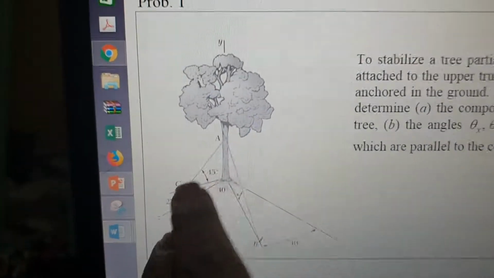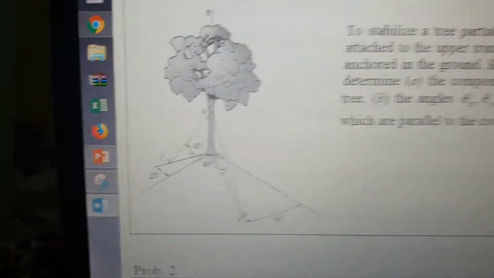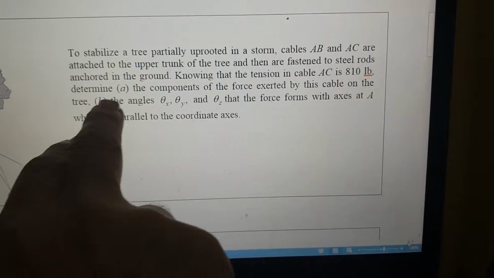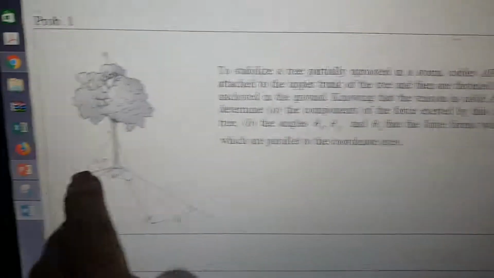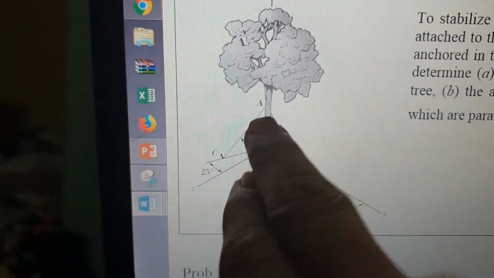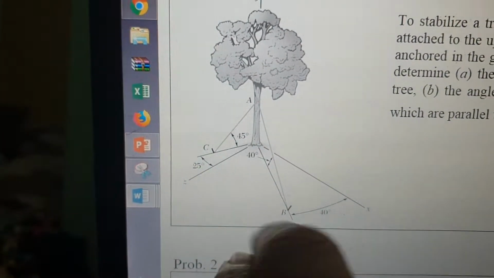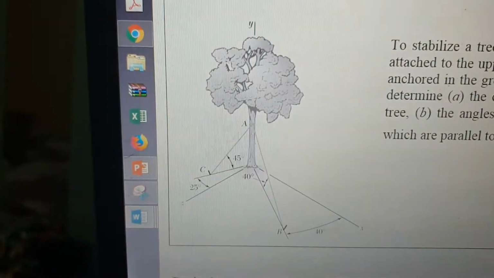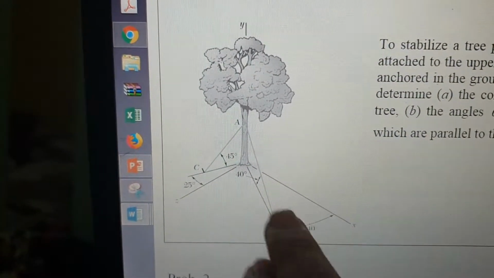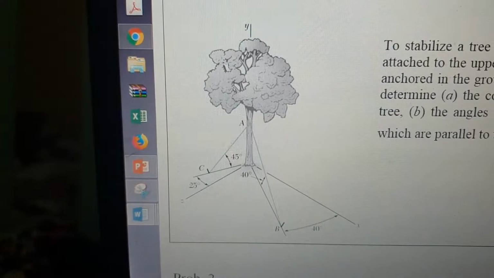So he gives you the cable tension here, AC is 810, and determine the components of the force exerted by this cable on the tree. So he wants to know the force of this cable on the tree. Look at this, this is the three-dimensional. This is the z-axis, this is the y-axis, and this is the x-axis. And he wants this cable AC.